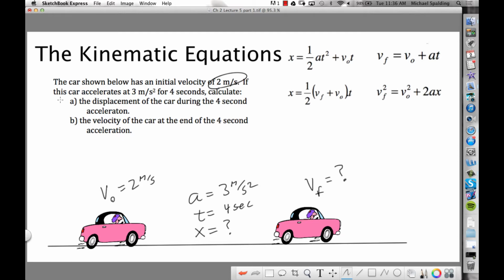Now, first question. Find the displacement of the car during the 4-second acceleration. So which of these equations could be used? And I should mention, sometimes 3 of the 4 will work. Other times, none will work.